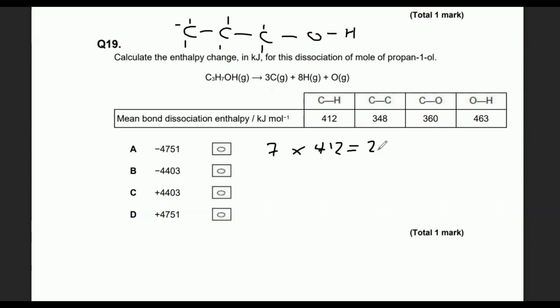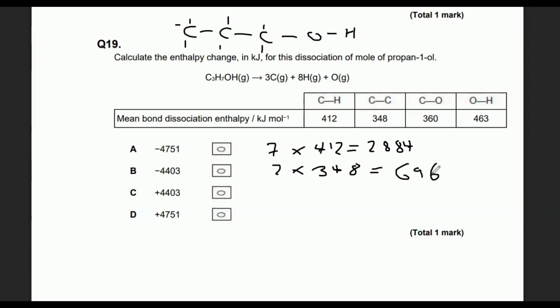2, 8, 8, 4. And then I've got 2 times CC. So 2 times 3, 4, 8. That gives me 696. I'll probably make a mistake here. I'm always prone to mistakes.